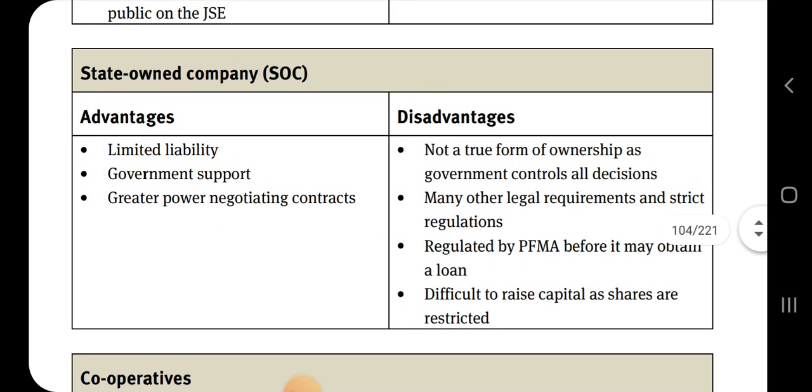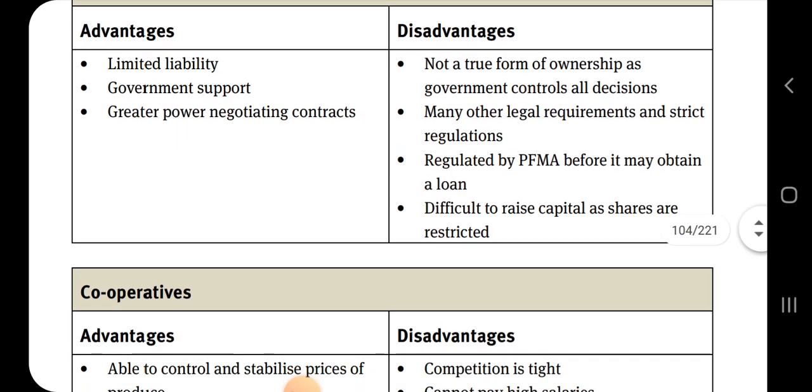So for state-owned companies, the advantage is that it has limited liability. Government supports it. It has greater power in negotiating contracts because it's government owned. Disadvantages are that it's not a true form of ownership as government controls all decisions. There are many other legal requirements and strict regulations. It is regulated by the PFMA before it may obtain a loan. It's difficult to raise capital as shares are restricted.